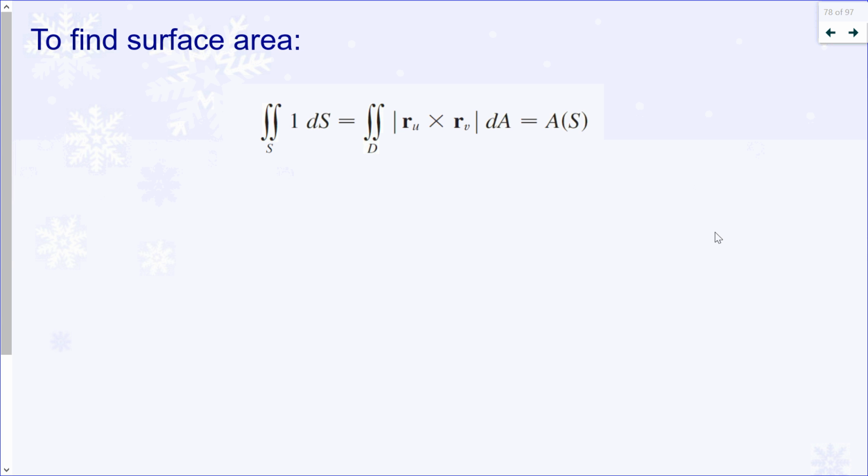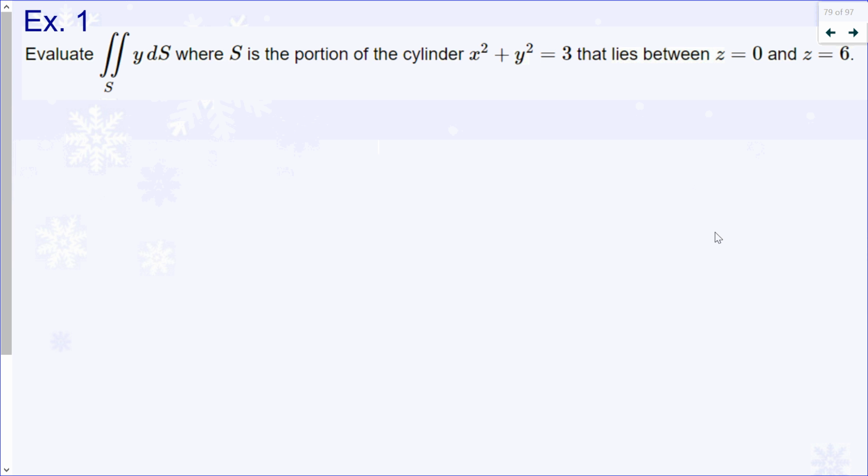So let's do an example. And again, the trickiest part is really determining the parameterization, which is why we do 10.5, which is parametric surfaces, right before we do this lesson to kind of have it fresh in our heads. Okay, so we're going to do the surface integral over the surface S with an integrand of y, where the surface is defined as the portion of the cylinder, x squared plus y squared equals 3, that lies between z equals 0 and z equals 6.